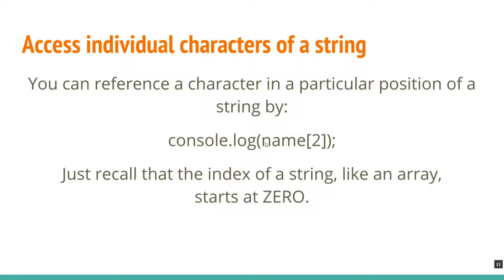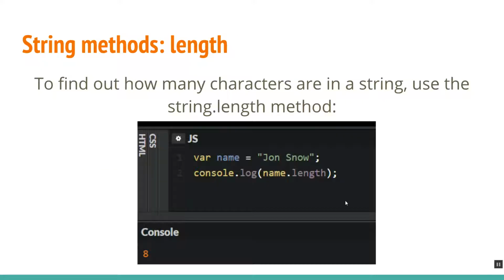So if I was to do something like this, console log name for the second position, this is the index 2, that's going to return an n. Okay, so remember, in the index of a string, just like an array, it starts at 0.